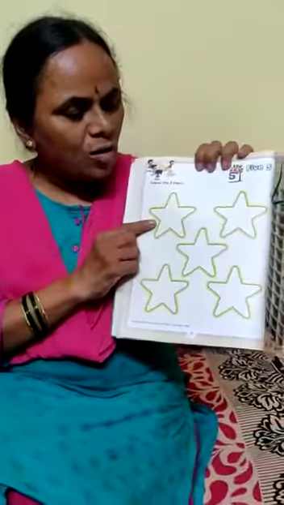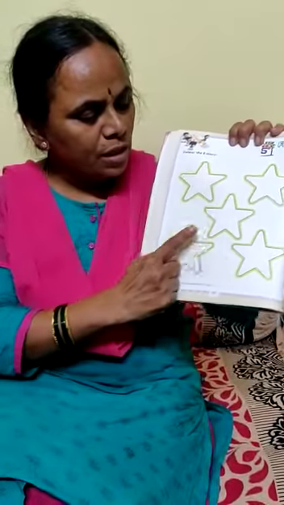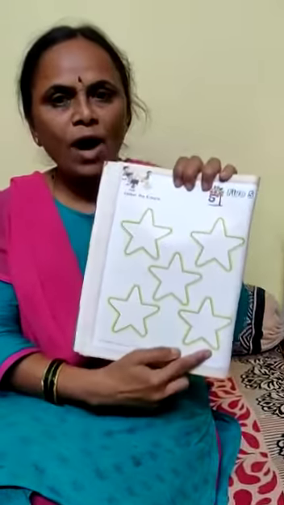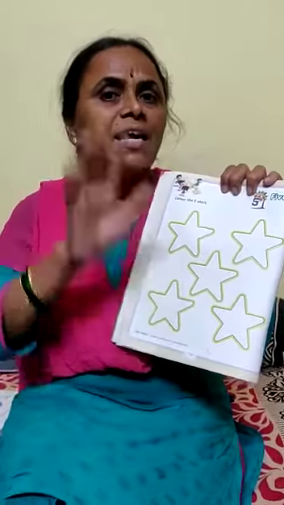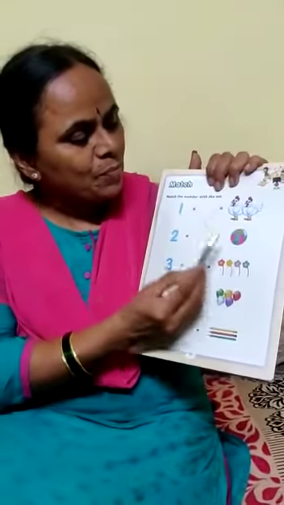And look here, children. Count the stars. 1, 2, 3, 4, 5. How many stars are there? 5 stars.